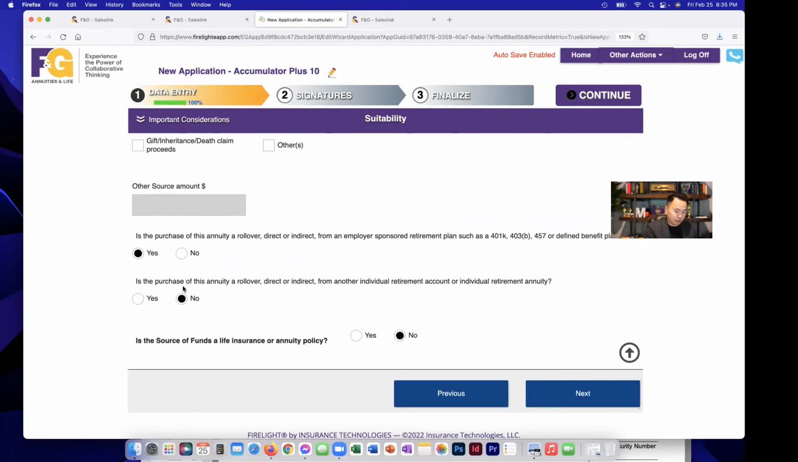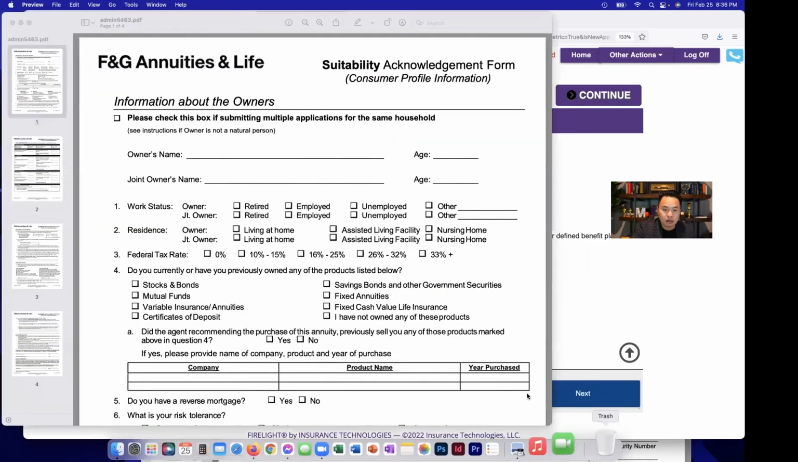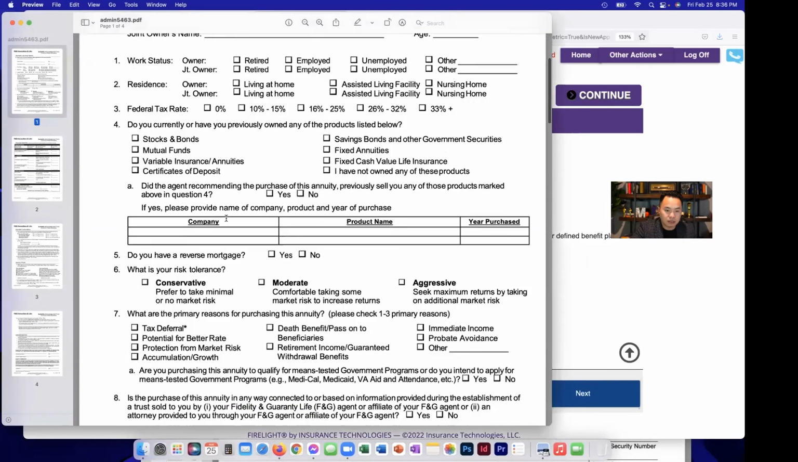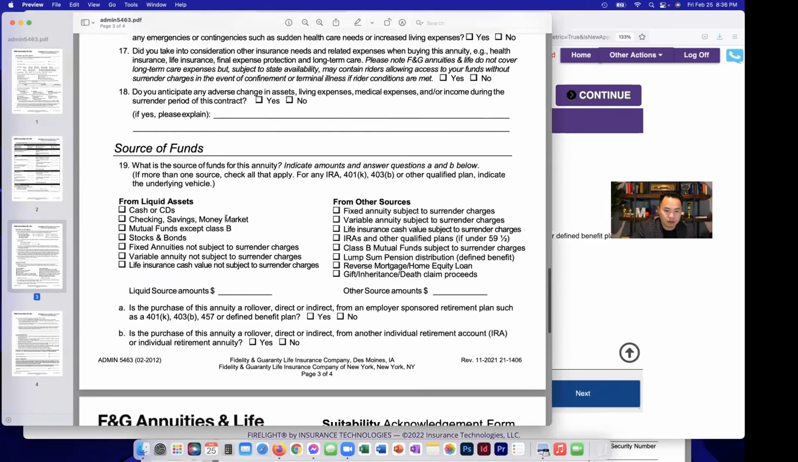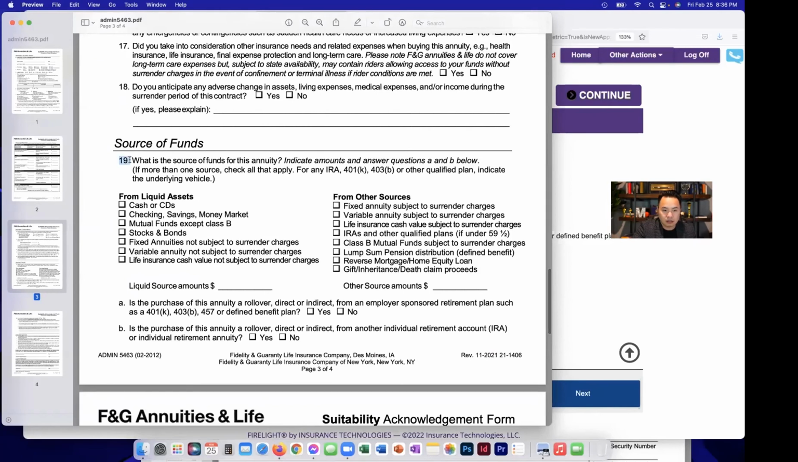So listen to me carefully. It's going to save you a lot of headaches. And it goes like this. This falls under a question on the actual application. This one is number 19 A and B. So let me pull it up. Number 19 A and B.